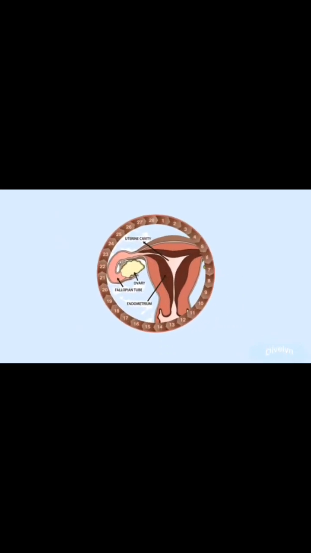A woman's body goes through a number of changes each month between puberty and menopause to prepare for a possible pregnancy. This series of hormone-driven events is called the menstrual cycle. The menstrual cycle begins when an egg from the previous cycle is not fertilized because no pregnancy has occurred.